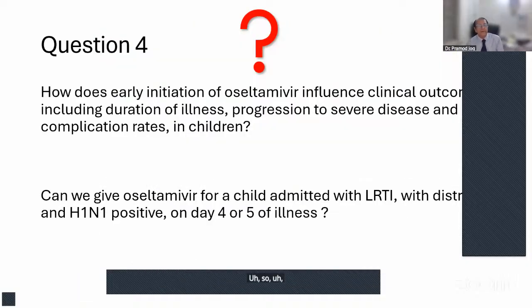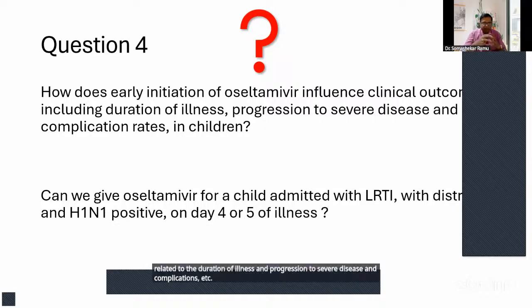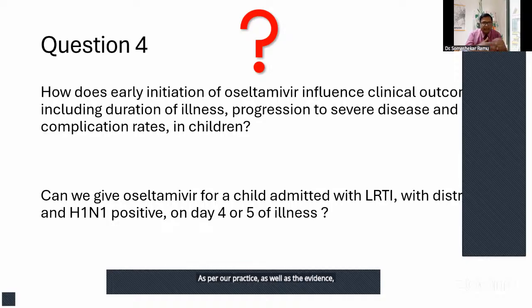Dr. Somashekar, how does early initiation of oseltamivir influence the clinical outcome related to the duration of illness and progression to severe disease and complications? As per our practice, as well as the evidence and the guidelines, it is better to start within 24 to 48 hours. That's for the best outcome. When you are suspecting, or as Dr. Anil was saying, there is a high index of suspicion or any exposure, you just start early, especially in a high dependence area, within 24 to 48 hours.